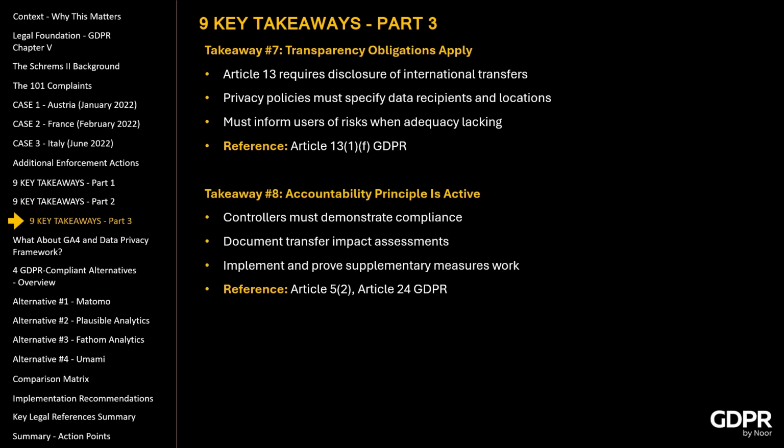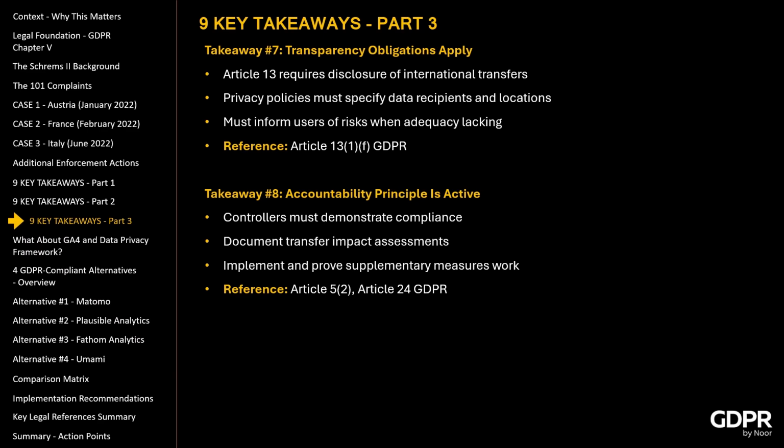Takeaway 8: Accountability must be demonstrated. The GDPR accountability principle, Articles 5(2) and 24, requires the controller to prove compliance. For international transfers, this means documenting a transfer impact assessment, evaluating third country laws, and recording any supplementary measures. The Italian Supervisory Authority ruled that failing to produce this documentation is itself a GDPR violation.